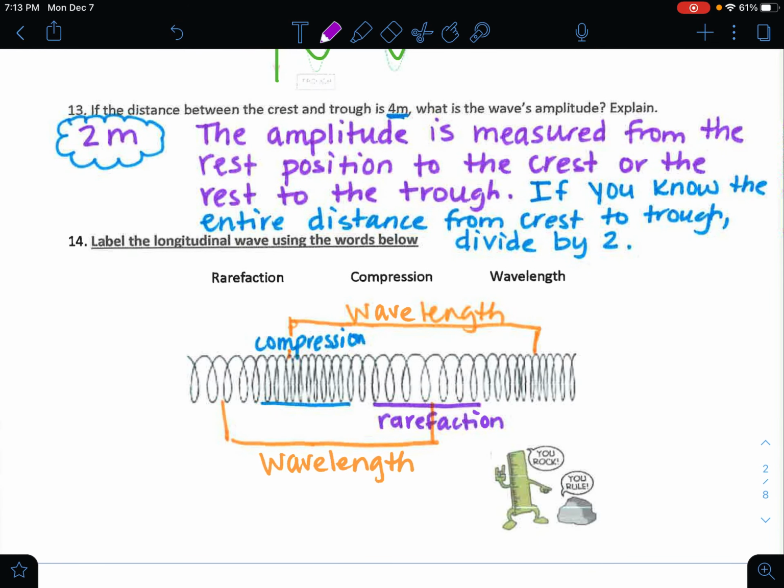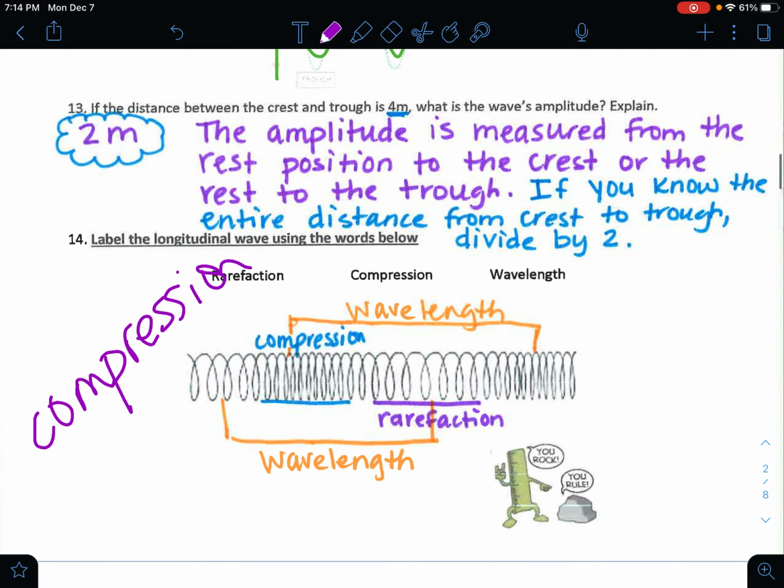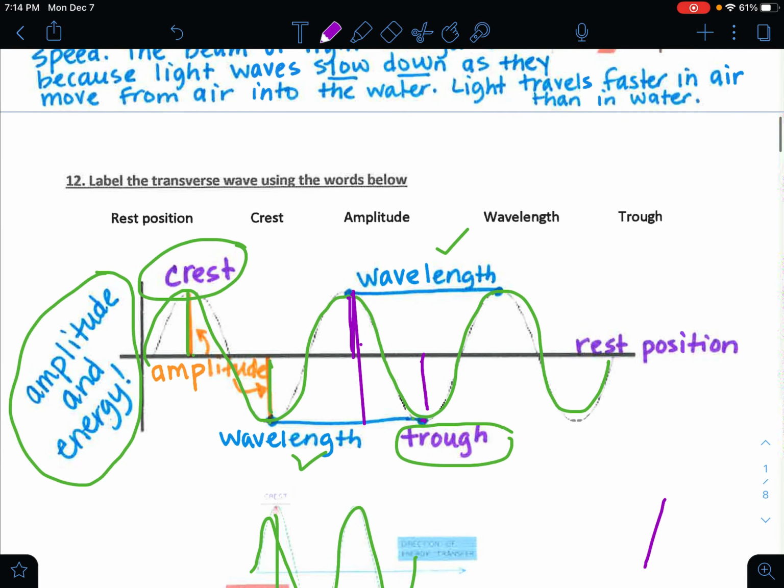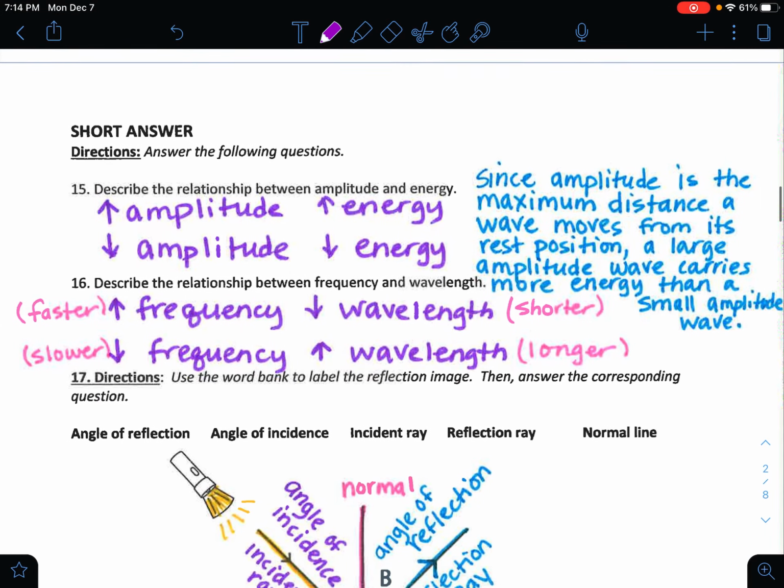All right, so then we have to label the longitudinal wave. Now, this sometimes is known as a compression wave because of the compressions and rarefactions. All right, so the areas where they're closest together is our compressions, where they're farther apart is our rarefactions. And wavelength would be compression to compression, or rarefaction to rarefaction. Okay, so make sure you're able to label that on a longitudinal wave as well as a transverse wave.